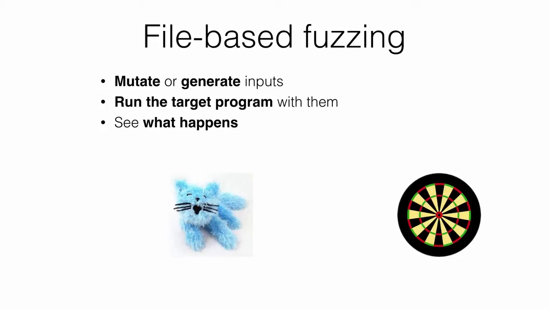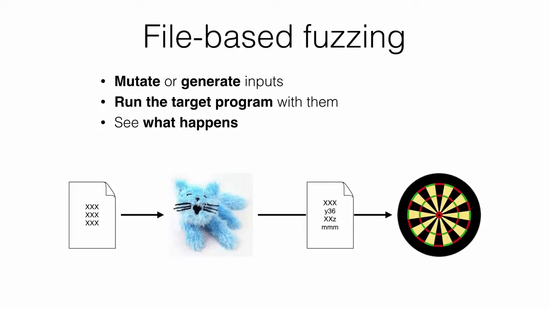Now, there are two basic ways that fuzzers are used. One is as file-based fuzzers, and the other is as network-based fuzzers. So let's look at the file-based approach. What's going to happen here is the fuzzing tool will mutate or generate inputs. It will then run the target program using those inputs and see what happens. So here it is visualized.